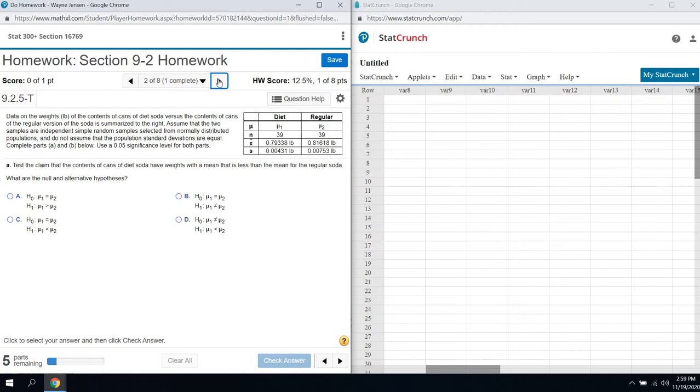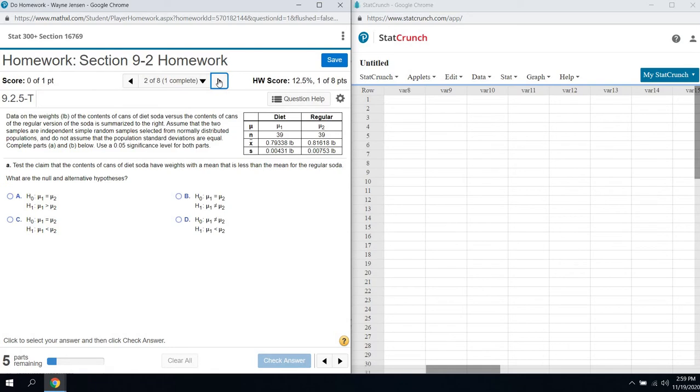So if we read through here, it says data on the weights of the contents of cans of diet soda versus the contents of cans of regular soda are summarized in the table to the right. Assume that the two samples are independent, simple random samples selected from normally distributed populations, and do not assume that the population standard deviations are equal. So let me explain some things there. What they're assuring right there is that we can use the t-test. We would use a z if the population standard deviations were known. That won't be the case in any of these problems, at least not that I think. It's definitely a t-test.